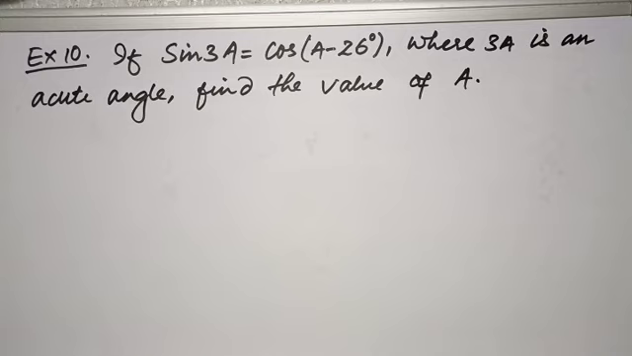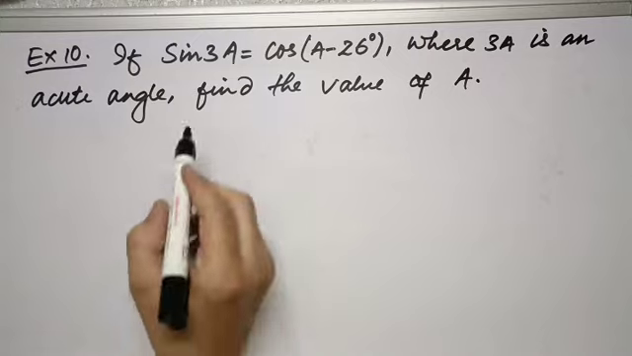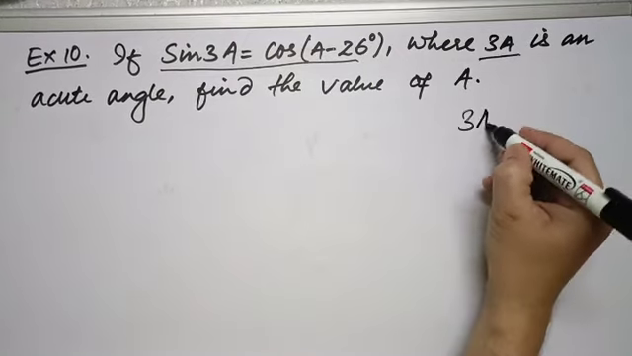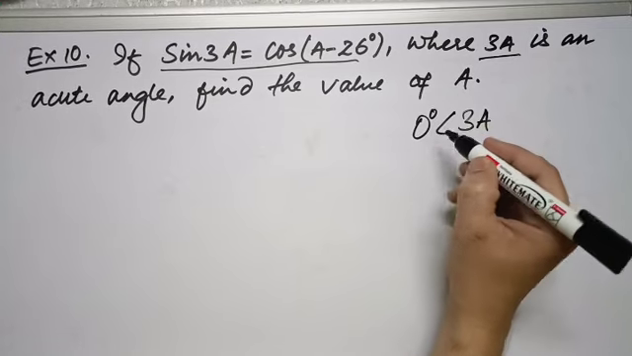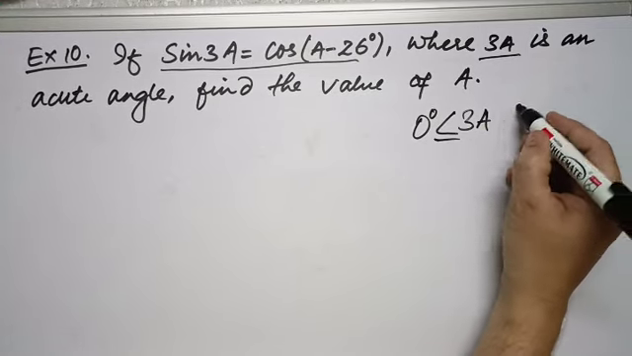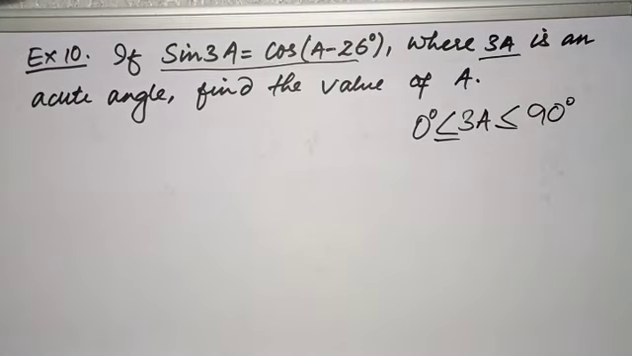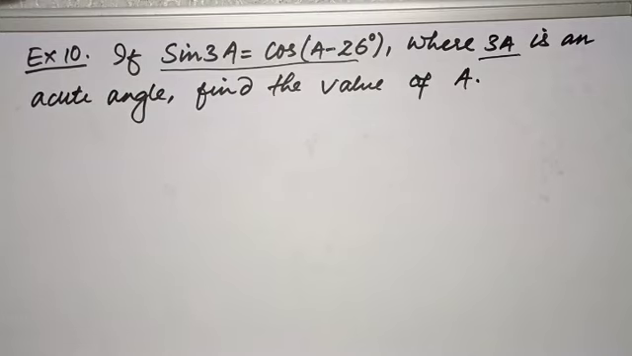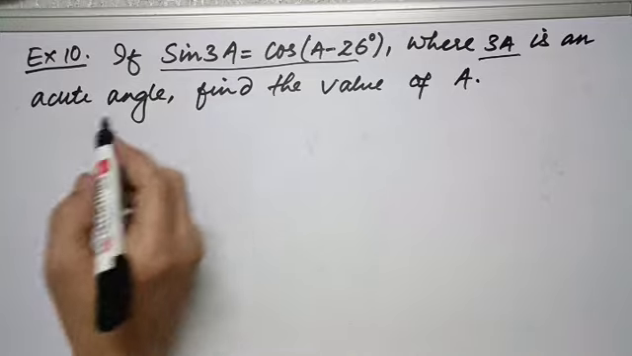Example 10 says, if sine 3a equals cos (a minus 26), where 3a is an acute angle, find the value of a. Now we are given this value, and it also says 3a is an acute angle. 3a is an acute angle means it is greater than or equal to 0 degree and less than 90 degree. This is the meaning of acute angle, right? So we have 3a as an angle lesser than 90 degree. That's all.